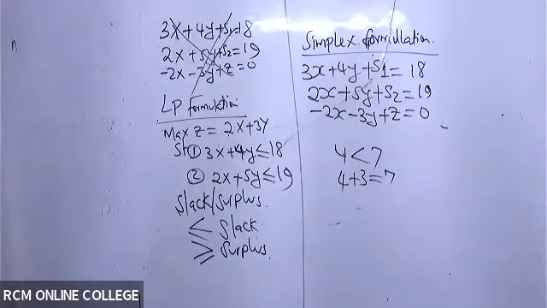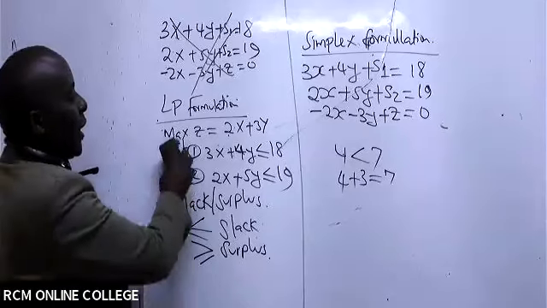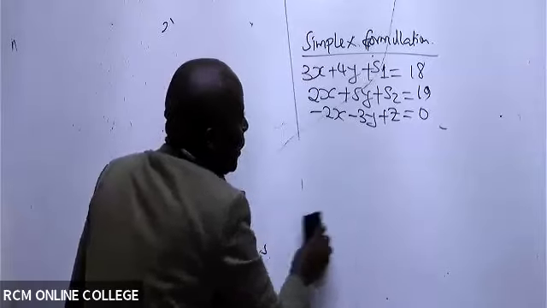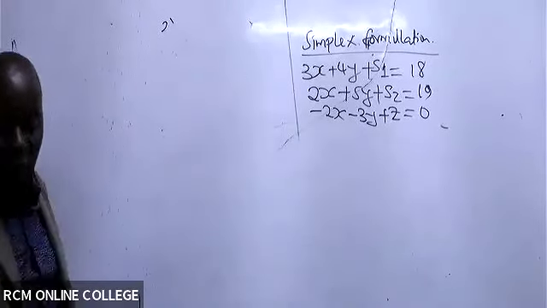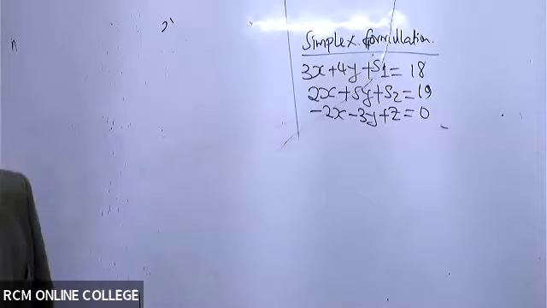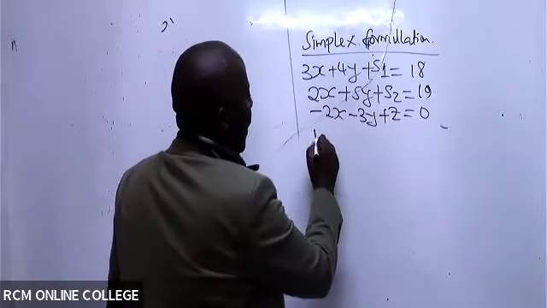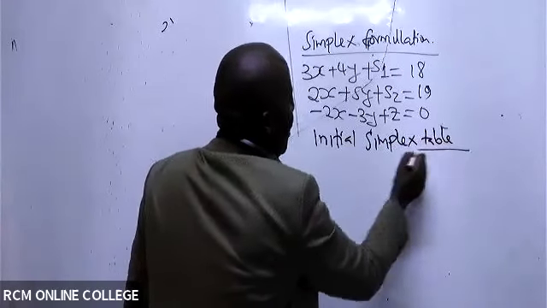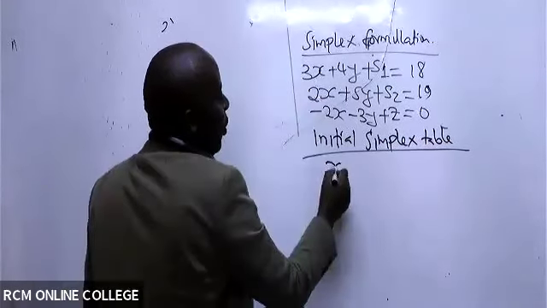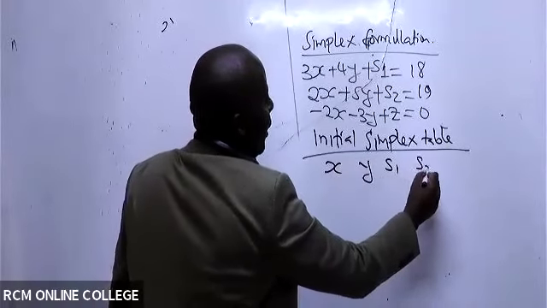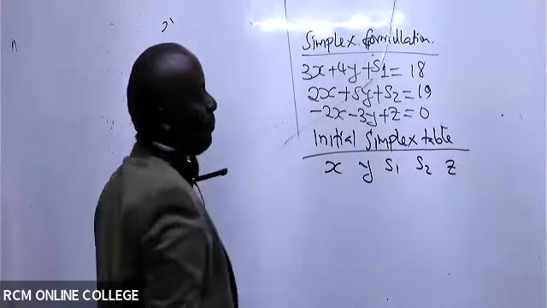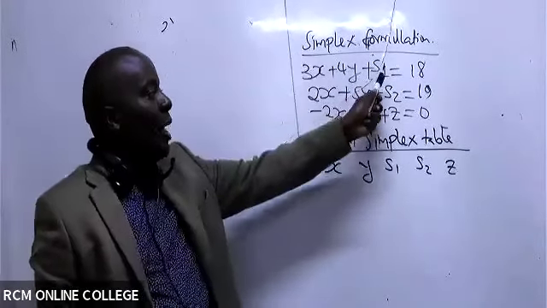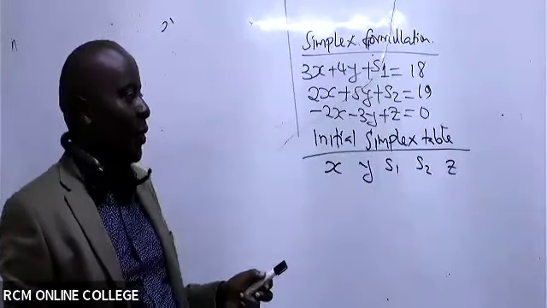Yeah, great. If that is the case, then we should be able to go ahead and finish this. After we do this Simplex formulation, we go ahead and provide what we call the initial Simplex table. Give us the initial Simplex table. In the initial Simplex table, we have our variables x, y, s1, s2, and then of course we have z. Remember initially we had x and y.